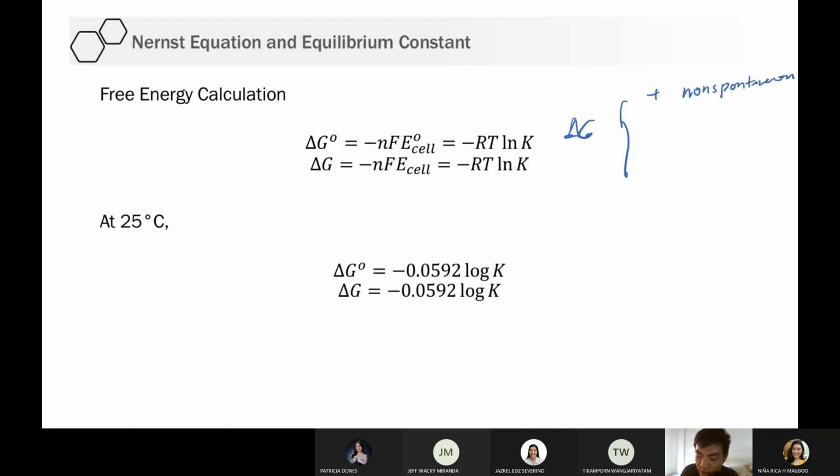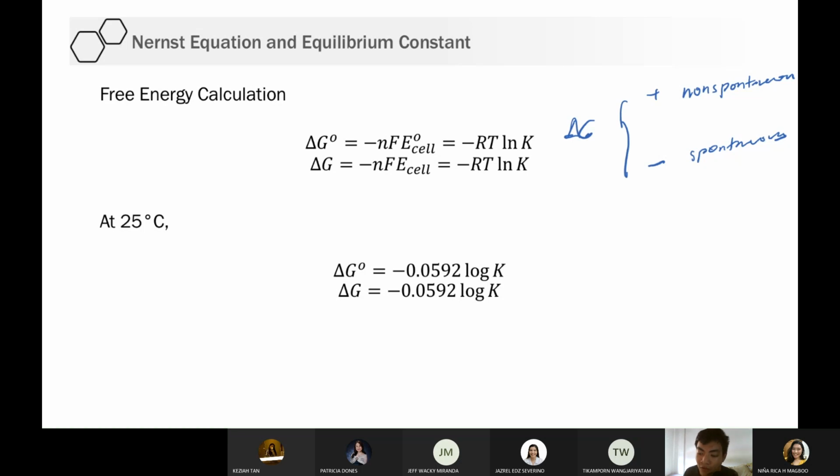If delta G is negative, this is spontaneous. Okay. So if our delta G is spontaneous, it should have negative value. So you plug in your E cell, and if you got negative delta G value, that means it's spontaneous. That means the reaction will happen instantly. But if the delta G is positive, that is non-spontaneous. That means the reaction will not happen instantly.